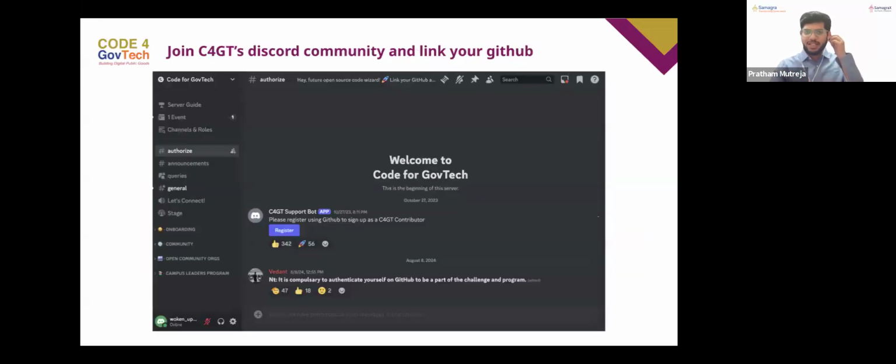So when you join the community, on the authorized page, there is this register button. You have to press on this button and link your GitHub and Discord because it channelizes the entire flow for us.